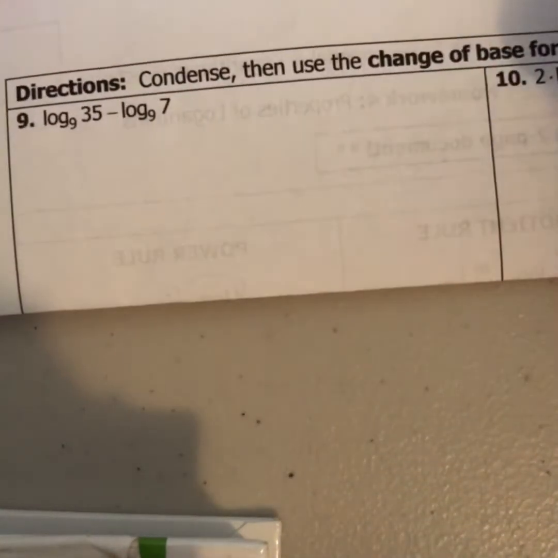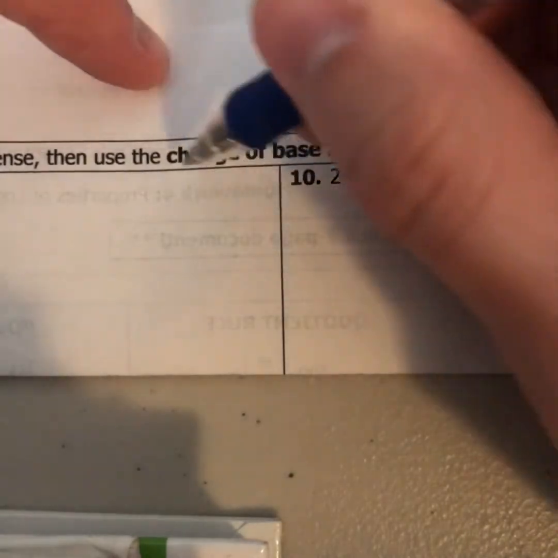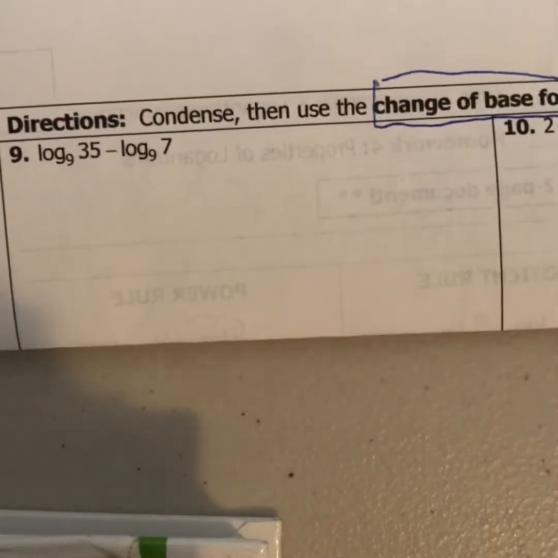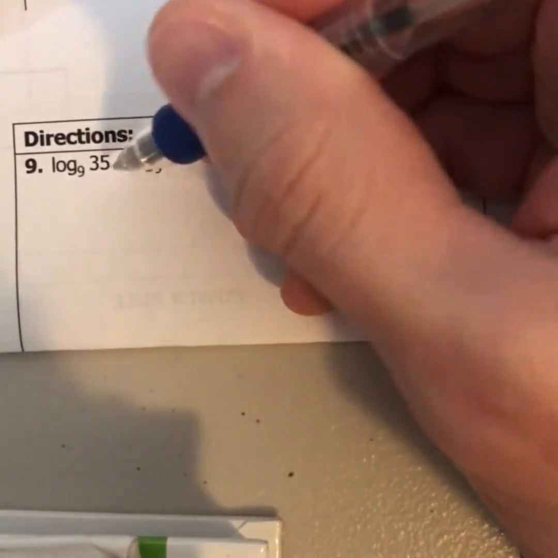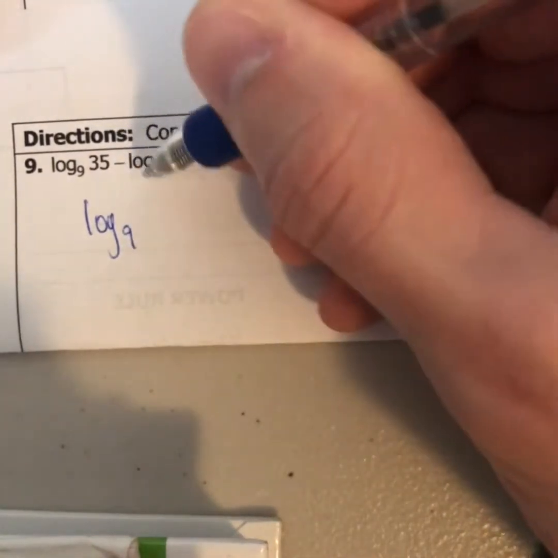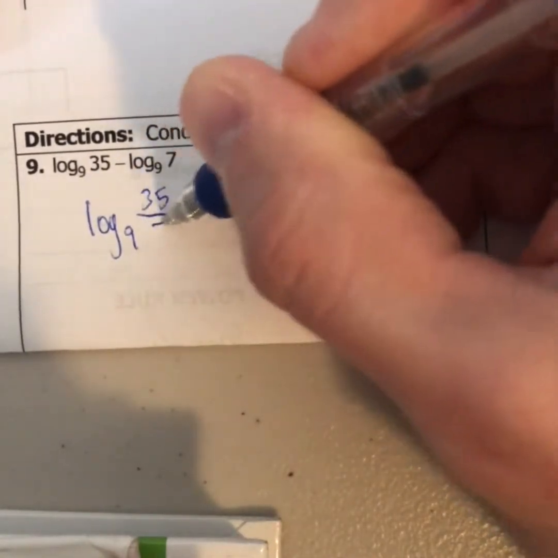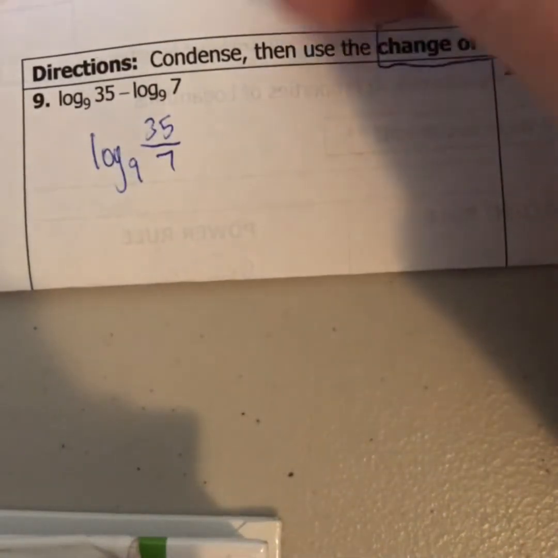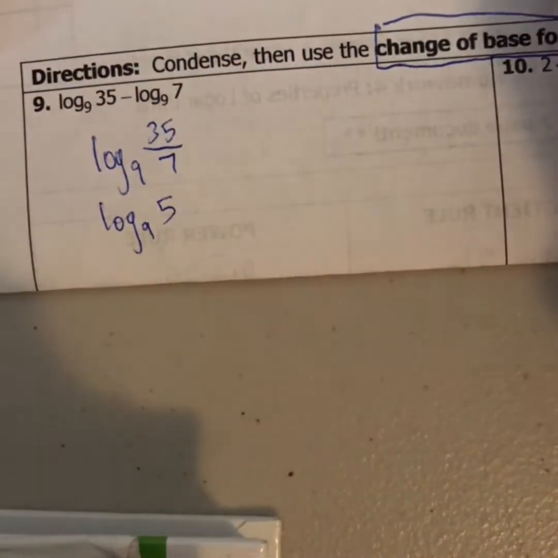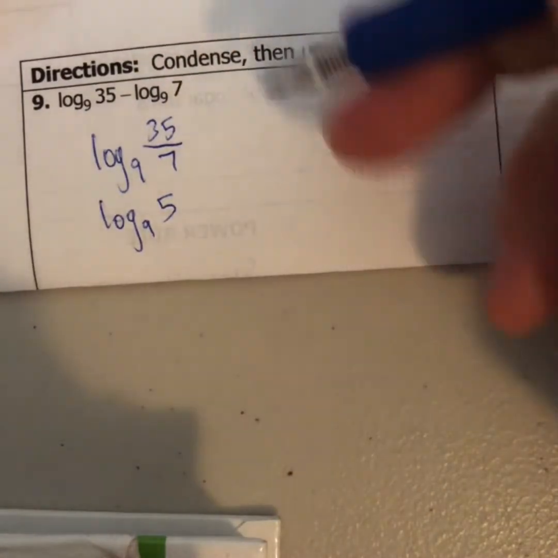All right, and now moving on to the back. Here's number 9. It says condense, then use the change of base formula. So here's where we see that change of base formula again. All right. So I'll show you how that works here. This is a simple subtraction to division. So log base 9 of 35 over 7. Okay, which is just log base 9 of 5. All right, so you can leave it like that on your homework.